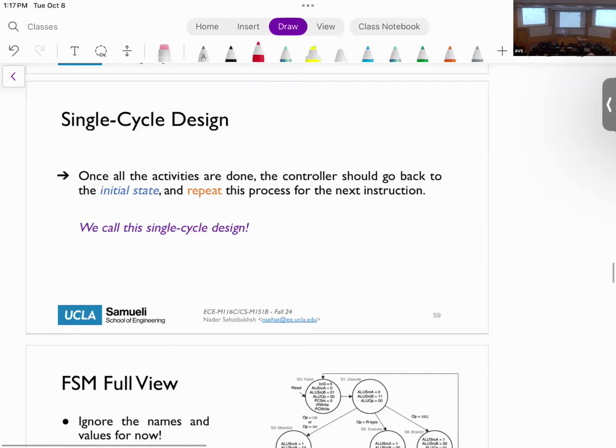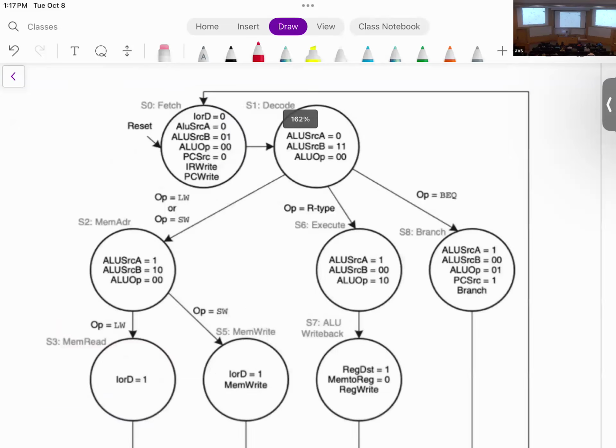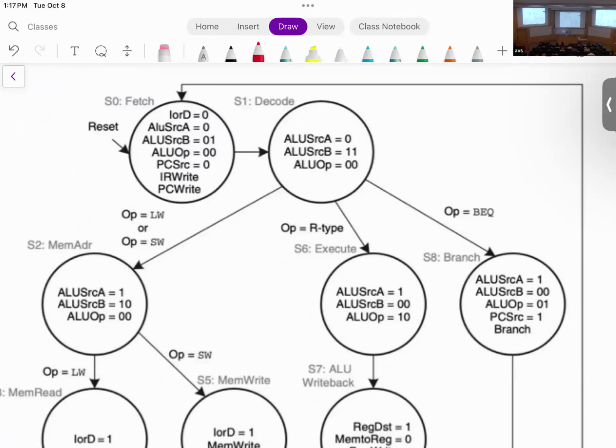Let me see if I have, yeah. This is just to give you a view of how the FSM for our processor looks. It looks something like this. As you can see, within each circle, we have different things equal to different values. These are my control signals. These are those blue signals that I'm showing you on that picture at the beginning. So you see that, for example, in the fetch state, we have PC source equal to 0, or, I don't know, PC write equal to 1, and so on and so forth. We're going to talk about each one by one. But generally, that's the idea.